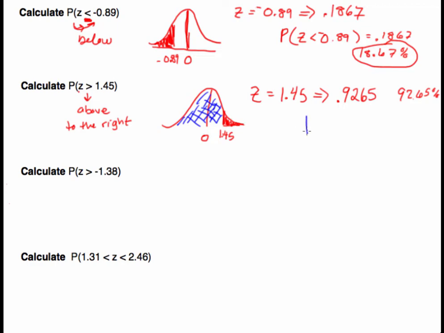So if I take 1 and subtract 0.9265, I'm going to get what's remaining, what's above. So 1 minus 0.9265 gives me 0.0735, which is also 7.35%. The key here is to realize the chart will only give us the area to the left. So if you want the area to the right, you're going to have to subtract that from 1. I'm going to give you the opportunity here to pause this video and try this next one.